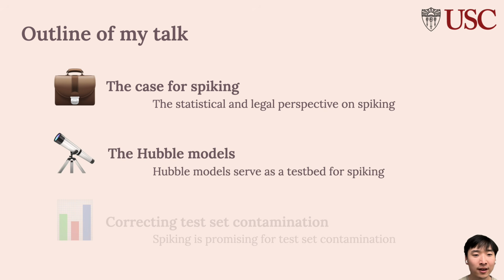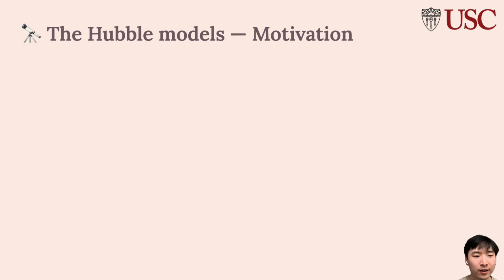In the next part, I'll give an overview of the Hubble models, which are models spiked with many different types of data. So first, I want to talk about why we need Hubble and a model suite to study memorization.